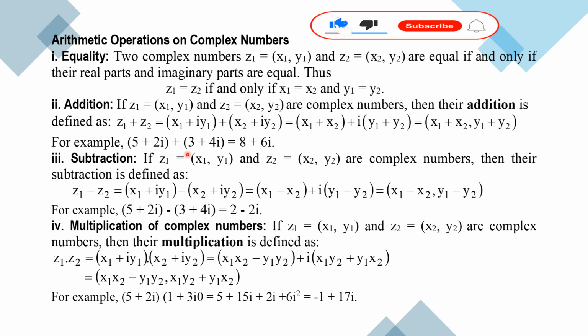5 plus 2 iota plus 3 plus 4 iota. 5 plus 3 is 8. 2 plus 4 is 6. So 8 plus 6 iota.